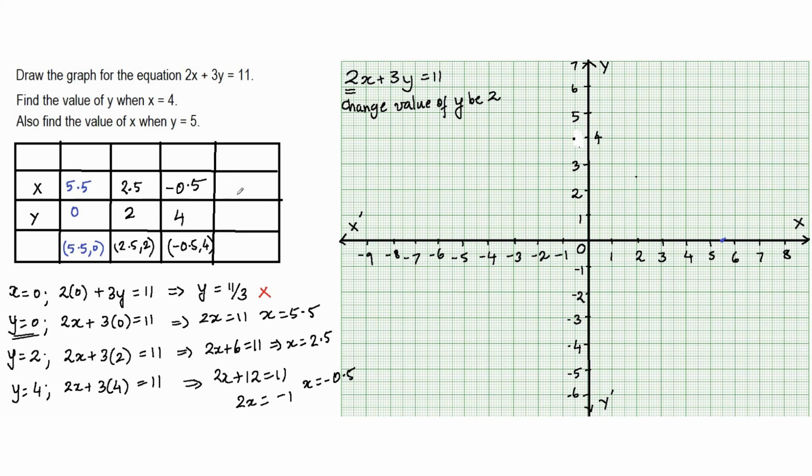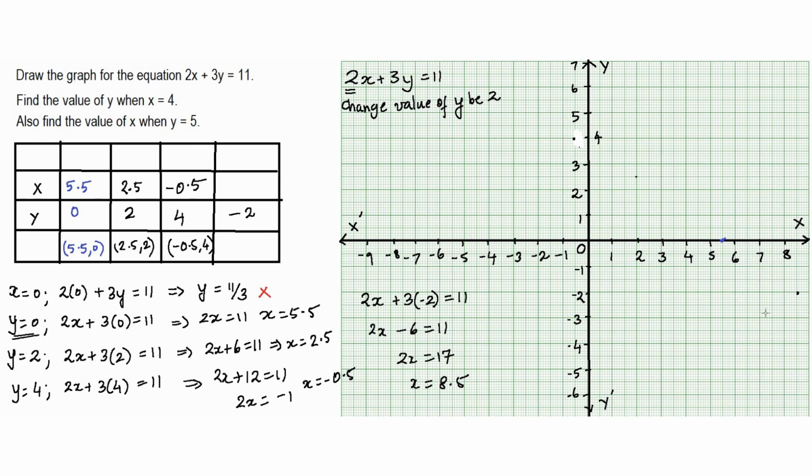And now we want to find the fourth point. So let us take y equals minus 2. So instead of increasing it by 2, now from 0 I have decreased it by 2. Let's see what happens. So I get 2x plus 3 times minus 2 is equal to 11, and therefore 2x minus 6 equals 11. So 2x equals 17, which means x is equal to 8.5. So when y is minus 2, the value of x is 8.5.